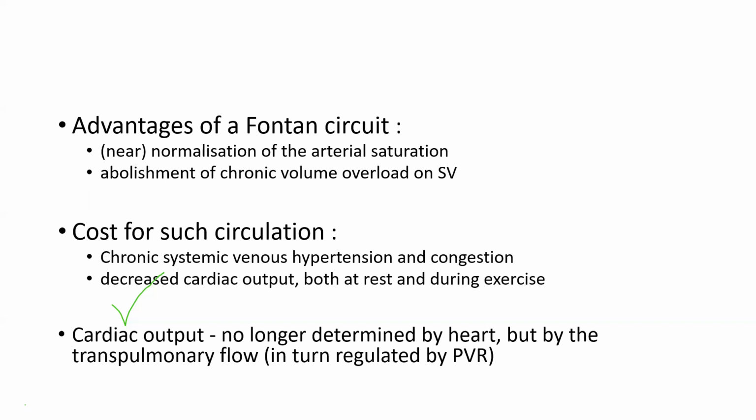Now, cardiac output totally depends upon systemic venous pressure, because the systemic venous pressure now pumps the blood to the pulmonary circulation, and from the pulmonary circulation it comes to the left heart. So there is decreased cardiac output both at rest and during exercise, and cardiac output is no longer determined by the heart but by the transpulmonary flow, which is regulated by the PVR.